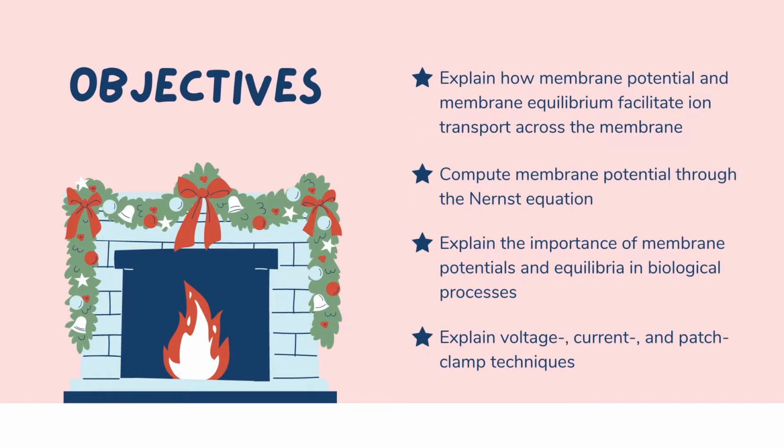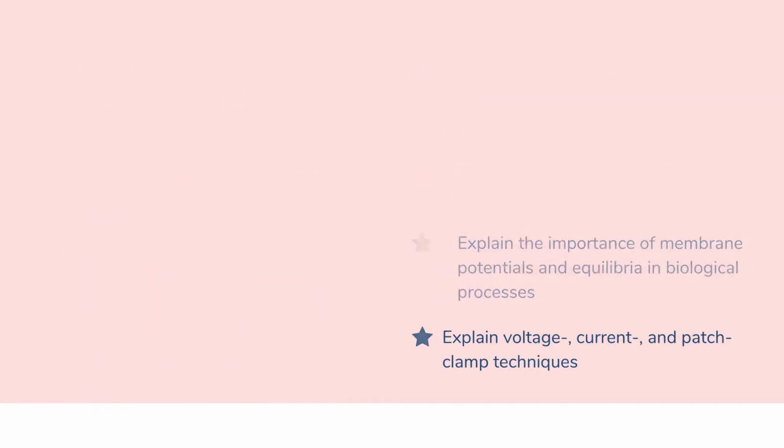Thus, the objectives of this experiment are to: 1. Explain how membrane potential and membrane equilibrium facilitate ion transport across the membrane. 2. Compute membrane potential through the Nernst equation. 3. Explain the importance of membrane potentials and equilibria in biological processes. And 4. Explain voltage, current, and patch clamp techniques.